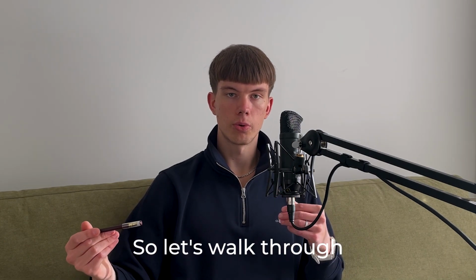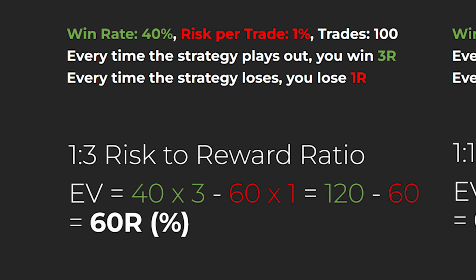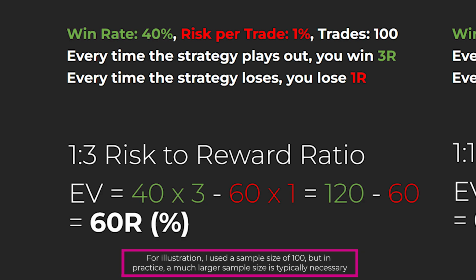So, let's walk through a few examples. First example, let's say you have a win rate of 40%, risk per trade is 1%, and you have 100 trades. Every time the strategy plays out, you win 3R. Every time the strategy loses, you lose 1R. That's a 1 to 3 risk to reward ratio, and your EV equals 60R.